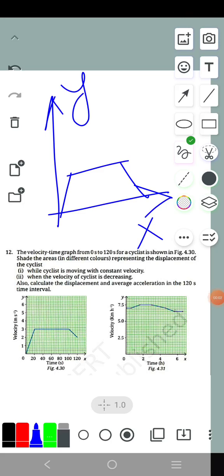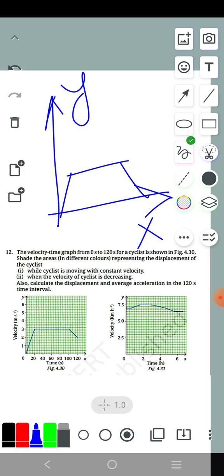So hello students, today we are going to discuss another important question, another solution of question number 12, Describing Motion Around Us. That solution series we have started. So what is the question? The question is telling that the velocity time graph from 0 to 120 second for a cyclist is shown in the figure 4.30.